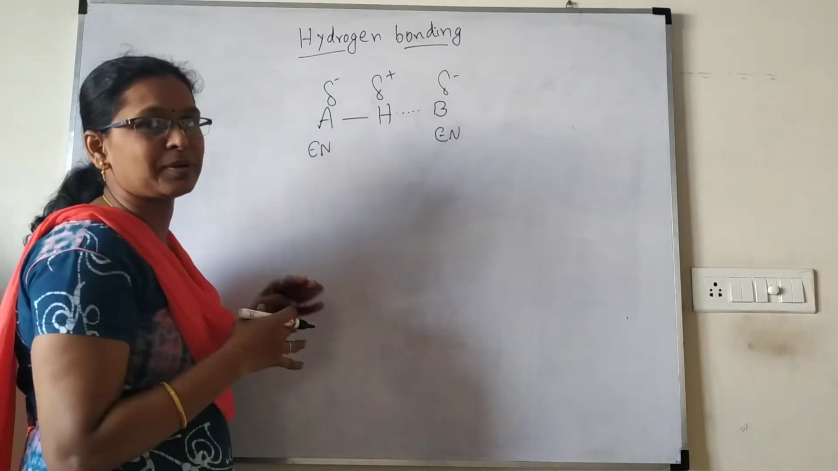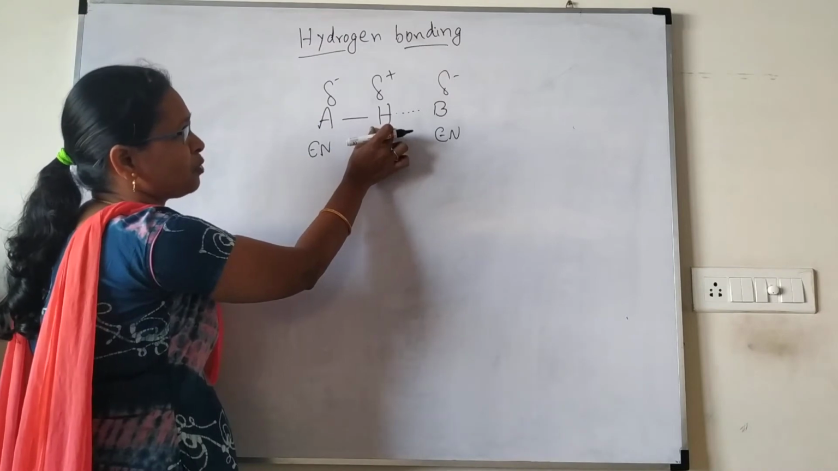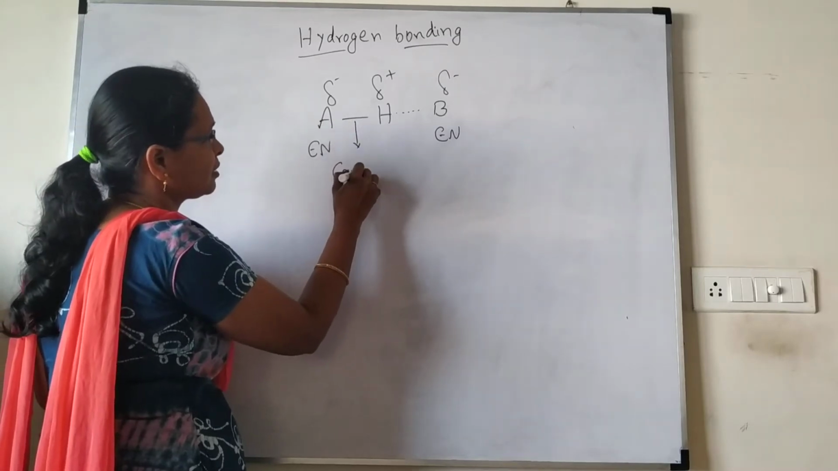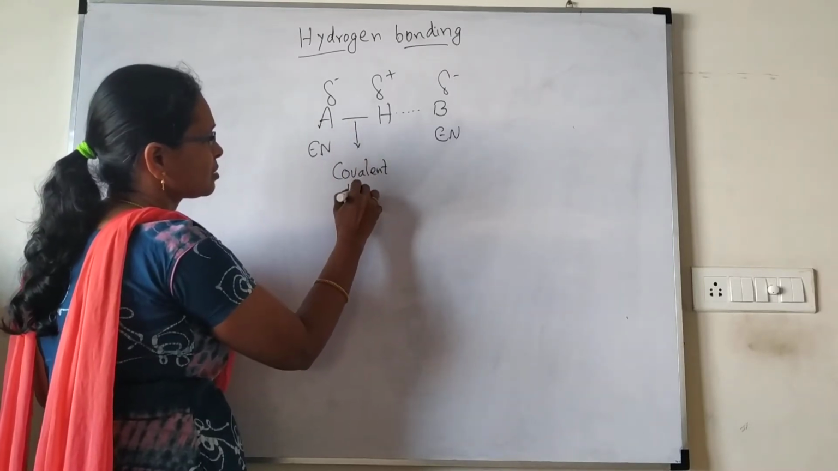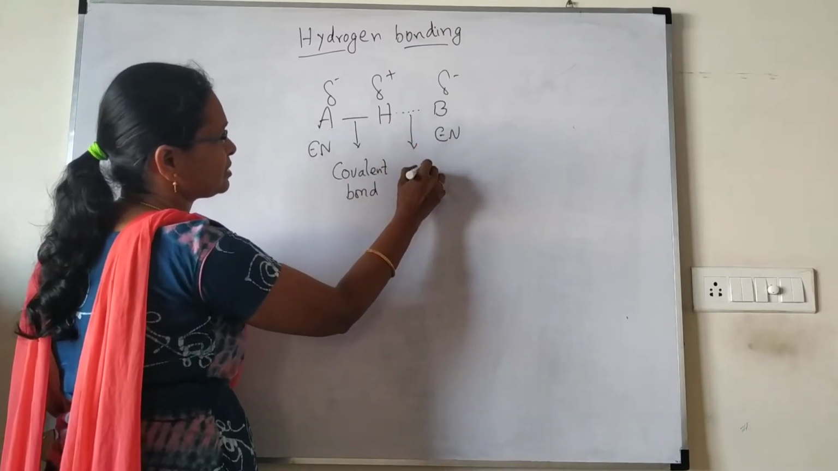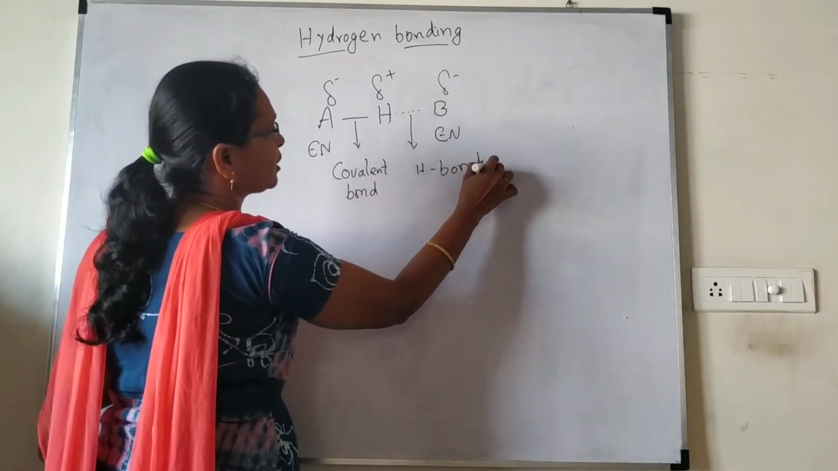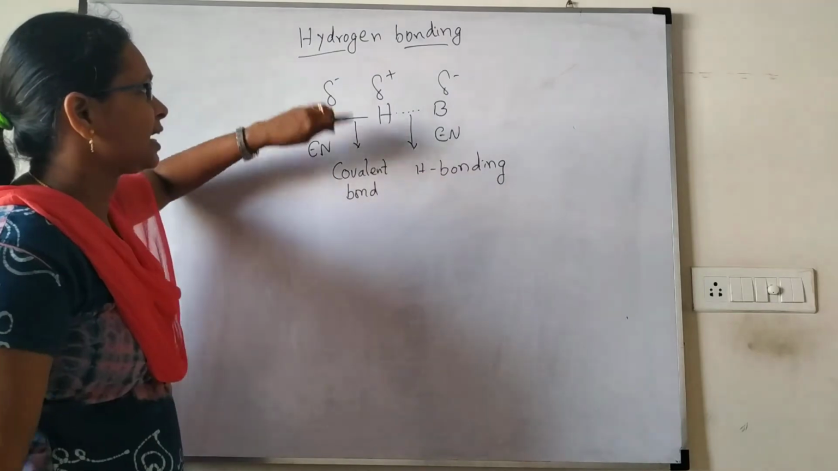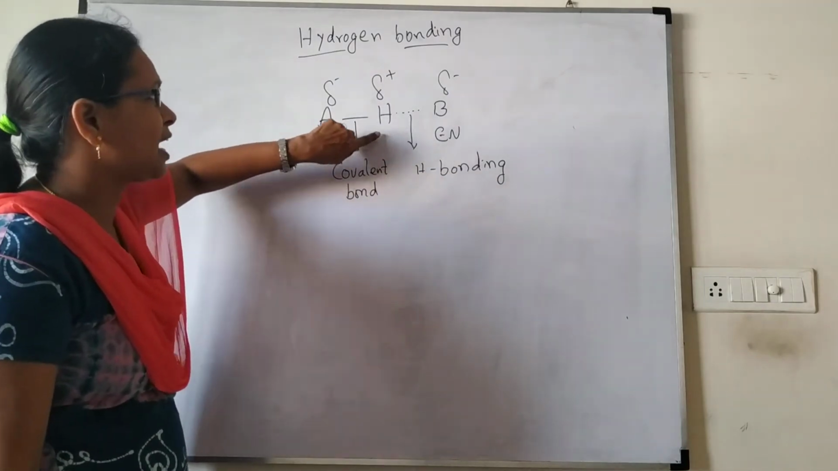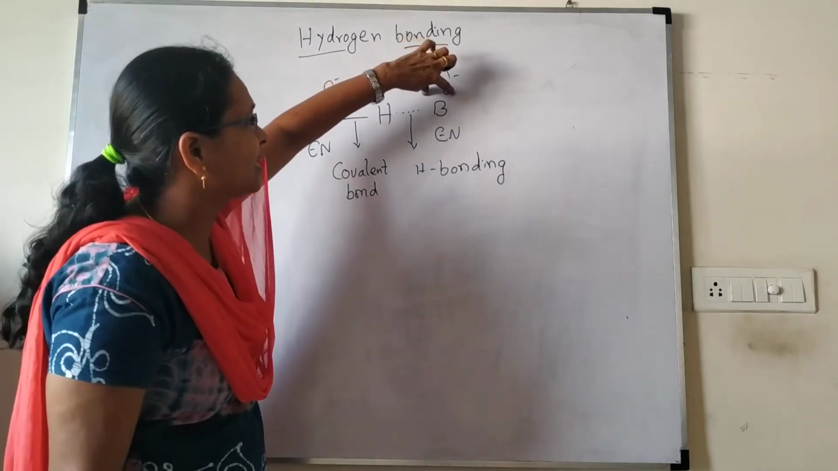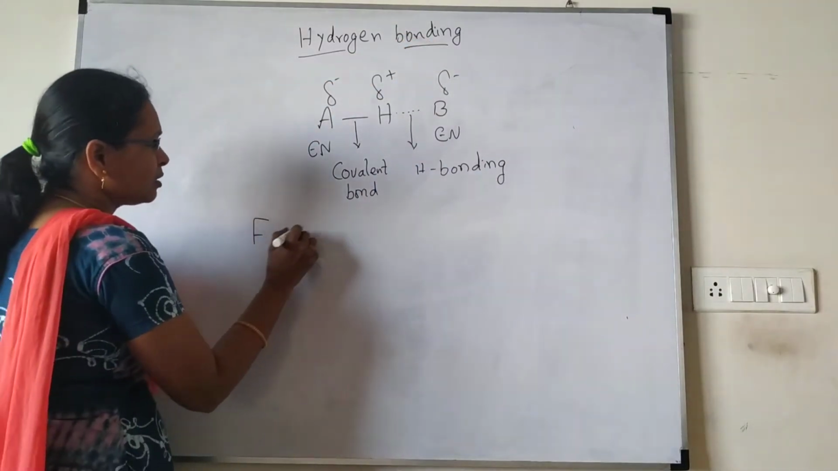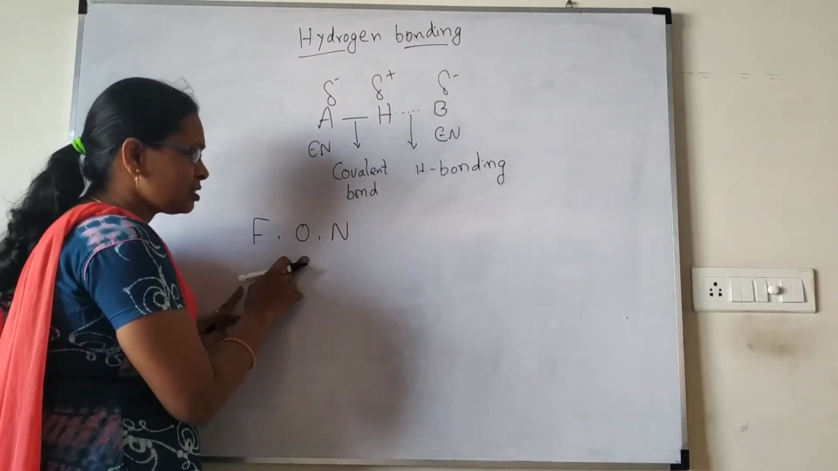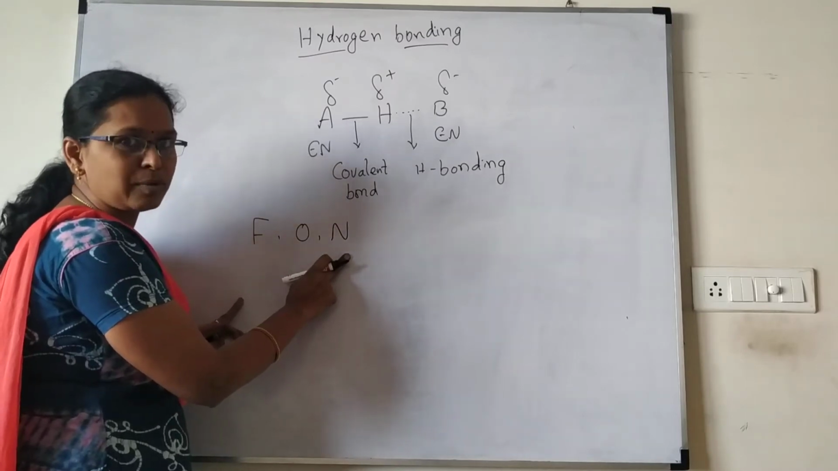It is the attractive force present between the electropositive atom and the electronegative atom. This is a covalent bond, and this is the hydrogen bonding, which we represent with a dotted line. Once again, I am repeating the definition: the attractive force present between the hydrogen atom and highly electronegative atoms like fluorine, oxygen and nitrogen. Other atoms won't form hydrogen bonding.